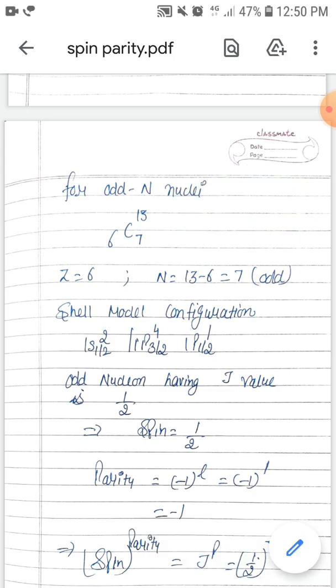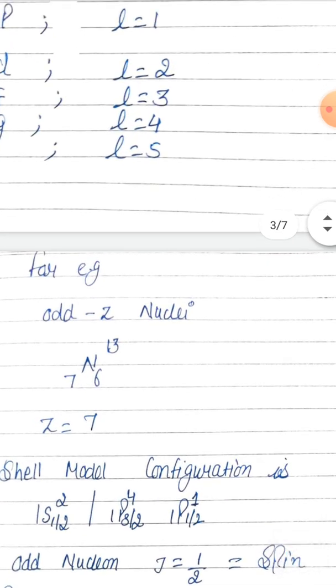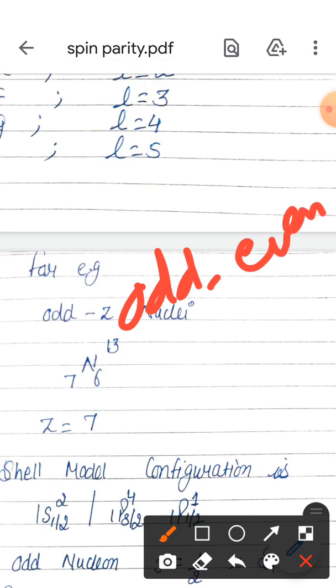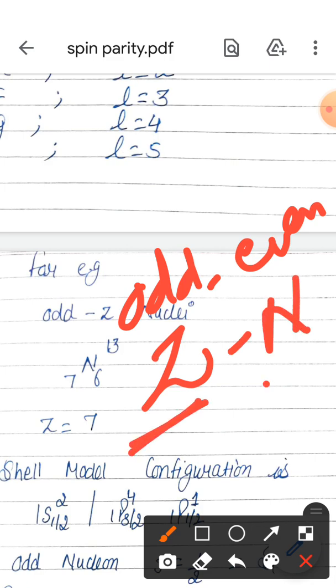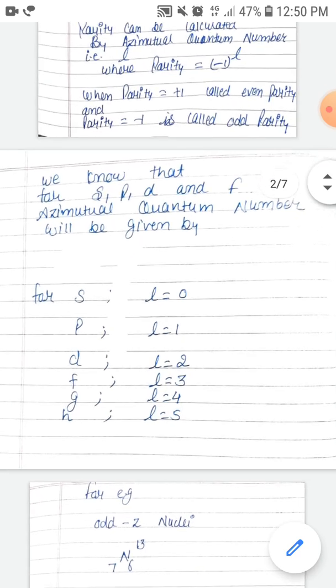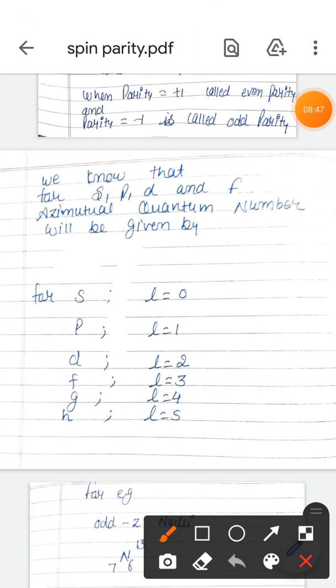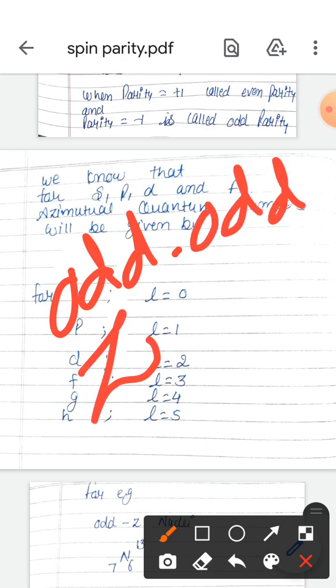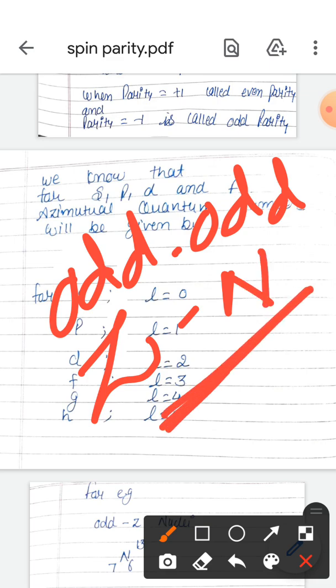But the last example, the nitrogen case, is the odd-even nucleus, because Z, the number of protons, is odd in this case, and the number of neutrons is even. So this is the odd-even nucleus. Now what will be the spin and parity if we have odd-odd nuclei? If Z, the number of protons, is odd, and N, the number of neutrons, is also odd, then what will be the spin and parity?